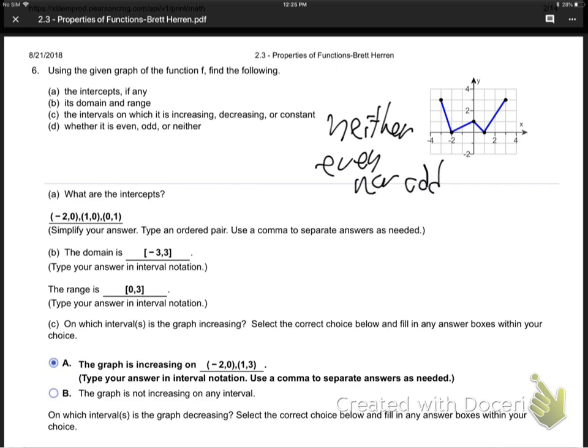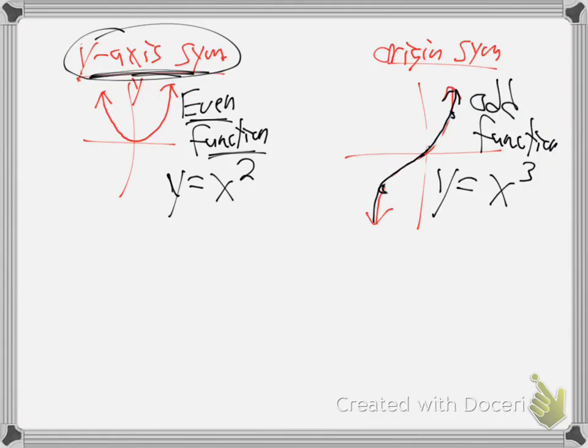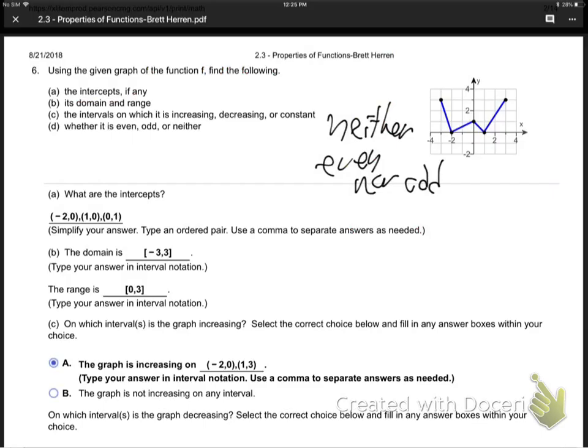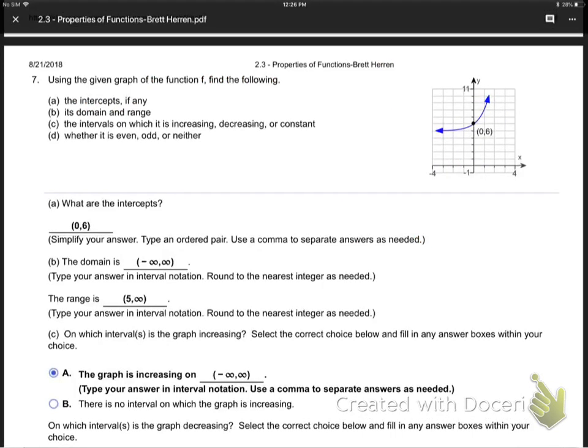Question, Rachel? Yeah, can you go back for a sec? I didn't catch all of it. Oh, yeah. Write that down if you didn't get that. So y-axis symmetry is even, origin symmetry is odd. So this one is neither even nor odd. All right, so how about number 7? Even or odd? Neither again, right? That's not the same right and left of the y-axis. It's not the same through the origin. It doesn't even hit the origin.